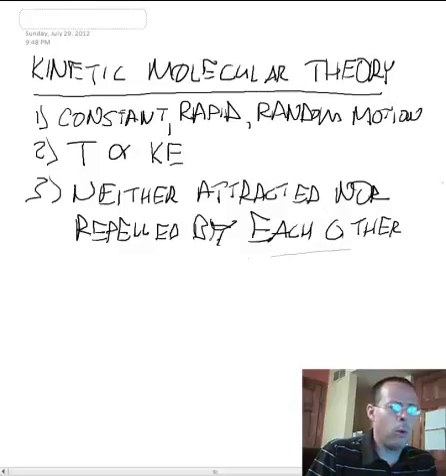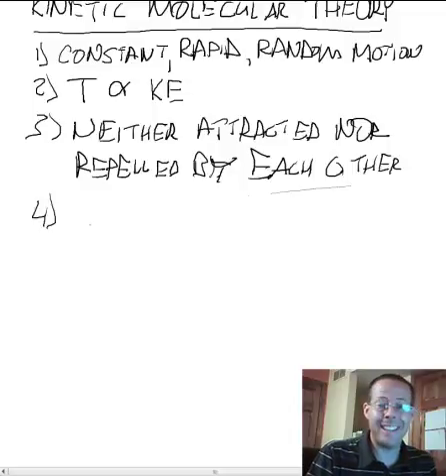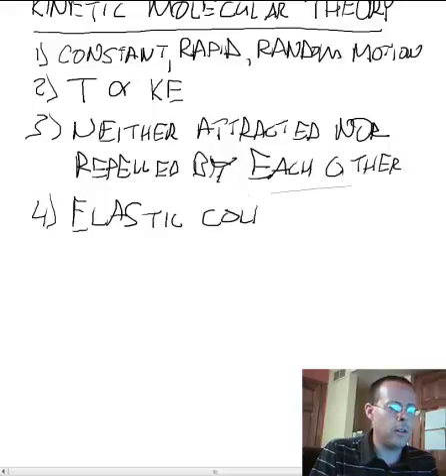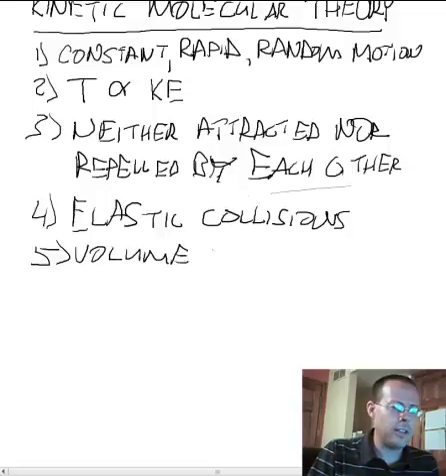Number 4 is that gas particles have perfect elastic collisions. So when they bounce, there's no energy lost. So we might just say elastic collisions, and there's no loss of energy. And then our last one is that volume is insignificant.